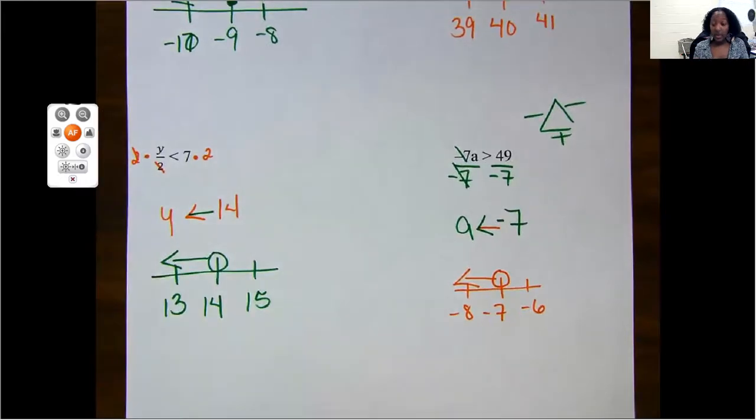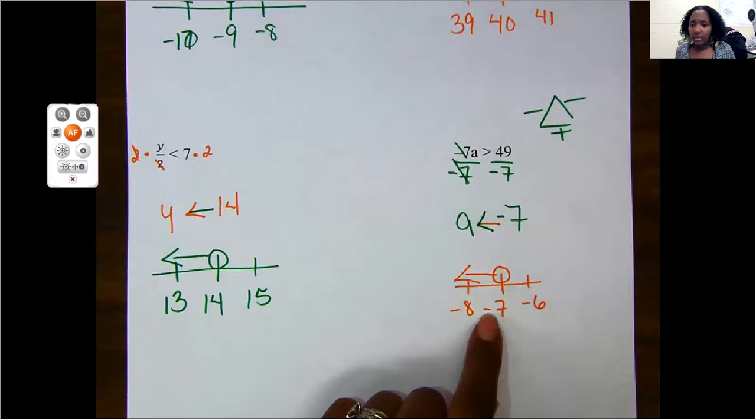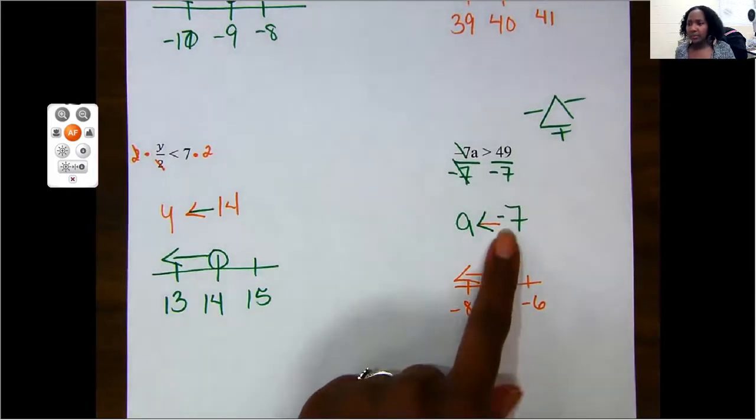All right, guys. Hopefully that has cleared up a little bit for you. This is how you solve using the multiplying and the dividing of inequalities. And I showed you the graphing. This is your modeling, okay? So if I gave you this graph, you should be able to match it with its answer, okay?